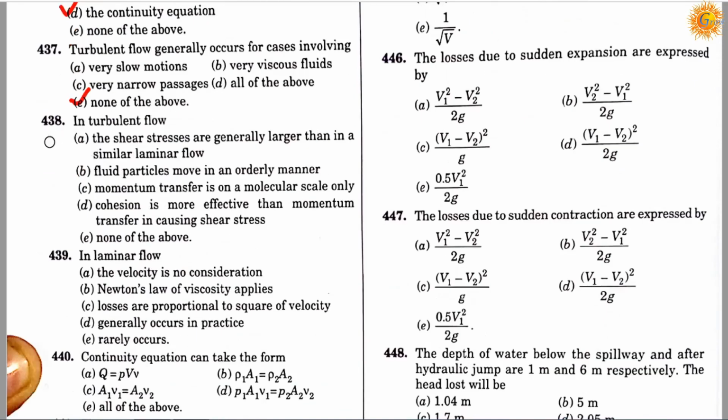Question number 438. In turbulent flow, option A, the shear stress is generally larger than in a similar laminar flow. Option B, fluid particles move in orderly manner. Option C, momentum transfer is on a molecular scale only. Option D, cohesion is more effective than momentum transfer in causing shear stresses, and option E is none of the above.